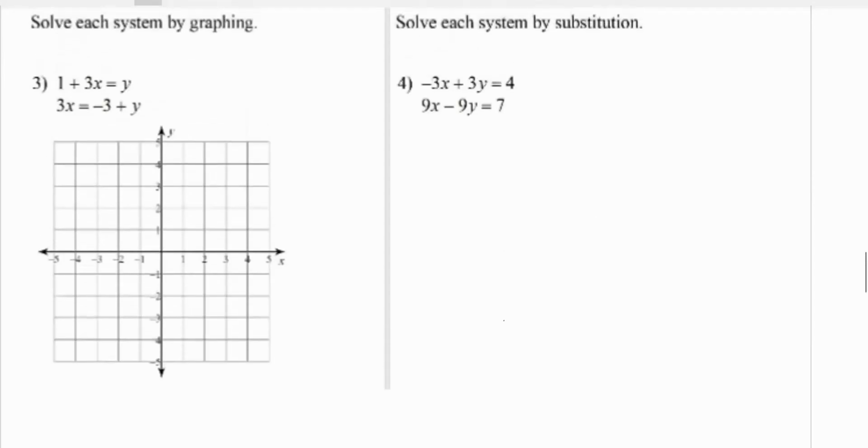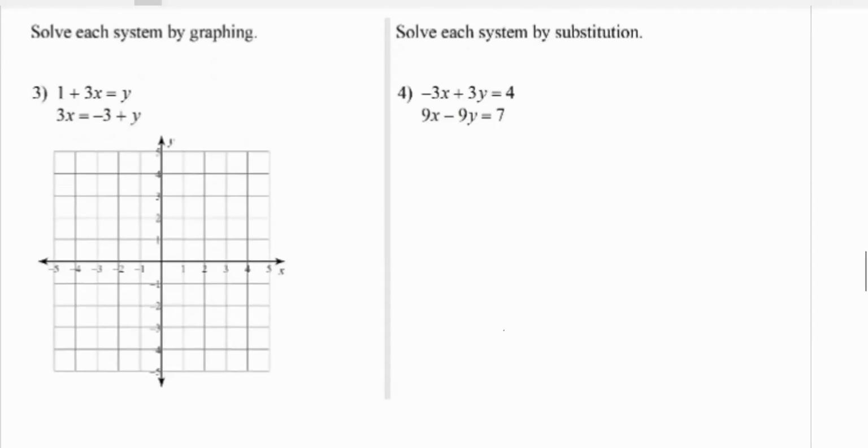So for today's lesson, we're just going to practice some. So you guys practice doing these two. Again, take a second, hit pause.